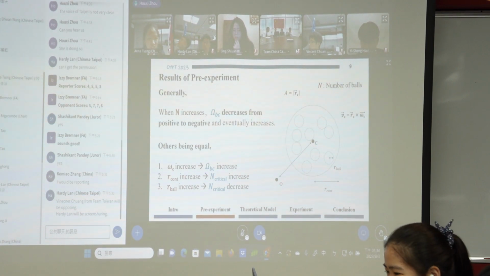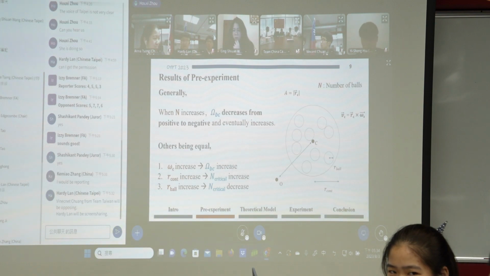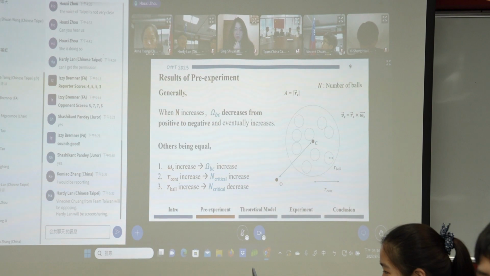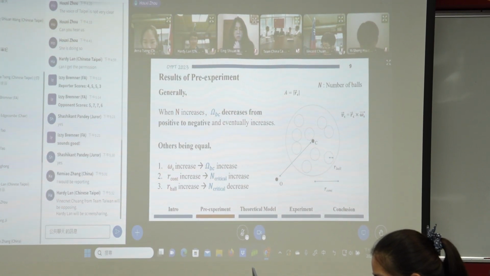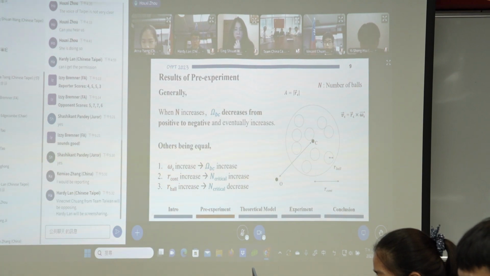Generally, when n increases, omega BC decreases from positive to negative and eventually increases back to a certain degree. When other conditions are controlled, it increases along with omega c. N critical increases at a larger radius of the container but decreases at a larger radius of the balls.